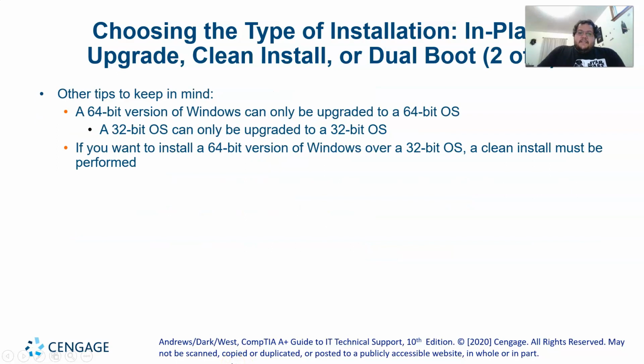Another tip is that 64-bit can only be upgraded to 64. So if you have a 32-bit operating system and you want to upgrade it, it won't upgrade to 64. You need to install 64 prior to upgrading it, or do a clean install. Most of the time, you're going to do a clean one. If you're on a 32, do a 64. Just remember that 64 can only upgrade to 64, and 32 can only upgrade to 32.